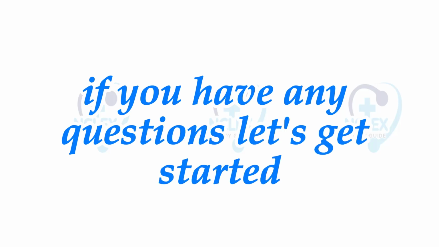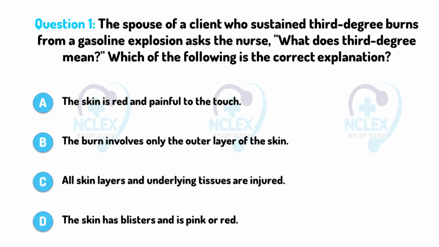Let's get started. Question 1. The spouse of a client who sustained third-degree burns from a gasoline explosion asks the nurse, "What does third degree mean?" Which of the following is the correct explanation? A. The skin is red and painful to the touch. B. The burn involves only the outer layer of the skin. C. All skin layers and underlying tissues are injured. D. The skin has blisters and is pink or red.